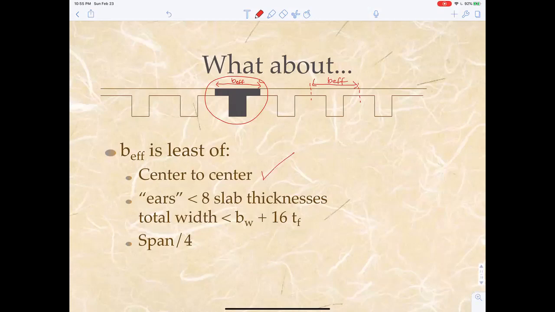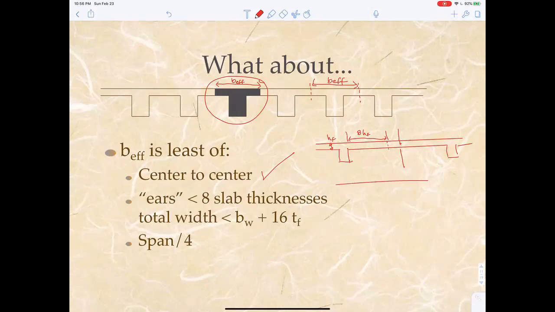But the other thing is, if you have a situation like this, where you have the beams really far apart like this, it might not be reasonable to take all the way to the midspan between the beams as part of your flange. And what you do is, if that's the slab thickness, hf, you can count 8 slab thicknesses as an ear for your T-beam.